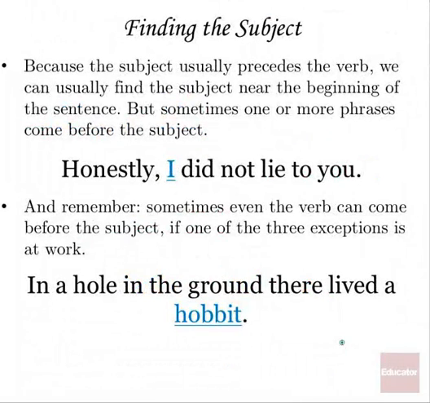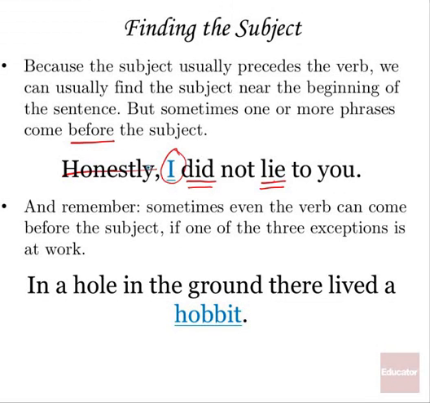All right, how do you find a subject in a sentence? Because the subject usually precedes the verb, we can usually find the subject near the beginning of the sentence. But sometimes one or more phrases come before the subject. So in this case, honestly, I did not lie to you. Well, our verb is did lie, not is. I is who's doing that, and honestly is an adverb coming at the front of the sentence. So don't be fooled, honestly is not your subject.